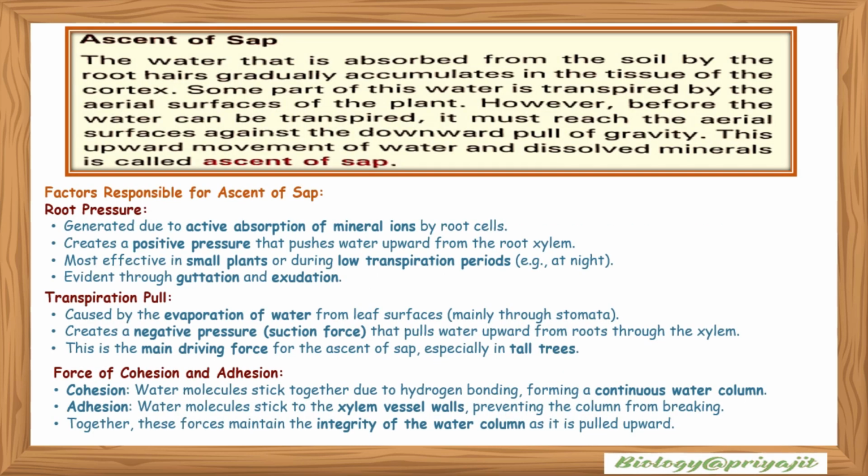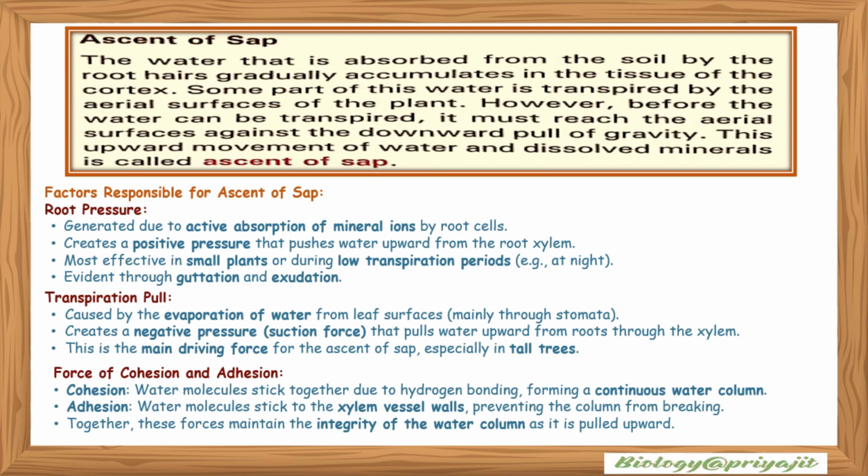Ascent of sap: the water that is absorbed from the soil by the root hairs gradually accumulates in the tissue of the cortex. Sometimes some part of this water is transferred to the aerial surface of the leaf. However, before the water can be transferred, it must reach the aerial surface against the downward pull of gravity. This upward movement of water and dissolved minerals is called the ascent of sap.